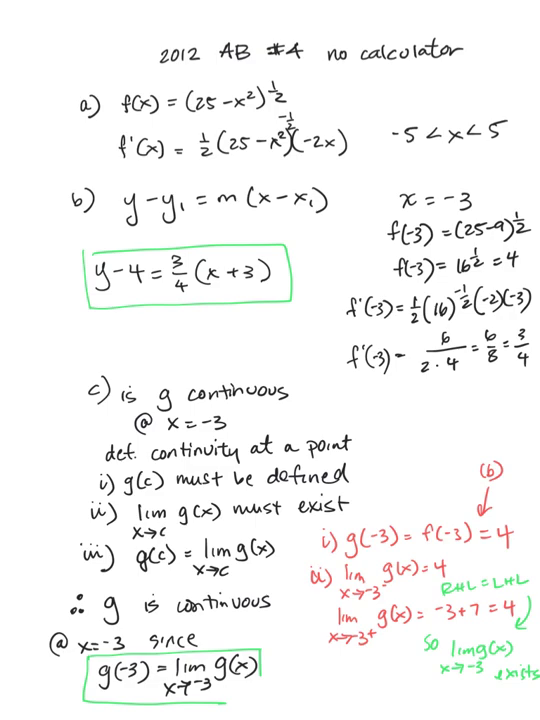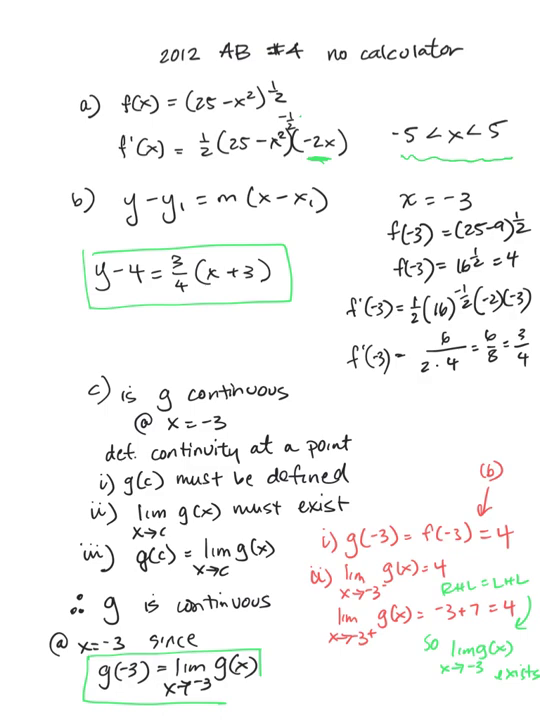All right, 2012 AB question number 4. This is a non-calculator question. You are given the function f of x as the square root of 25 minus x squared, and then I just wrote it as a power, 25 minus x squared to the 1/2 power. I took the derivative with the power rule, so it's 1/2 times 25 minus x squared to the negative 1/2, and then don't forget the chain rule, times the inside part, which is negative 2x. And my domain there is from negative 5 to positive 5.